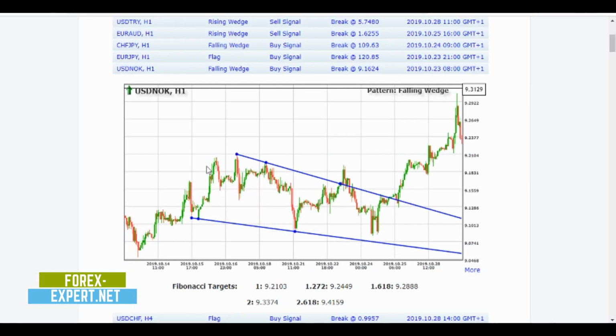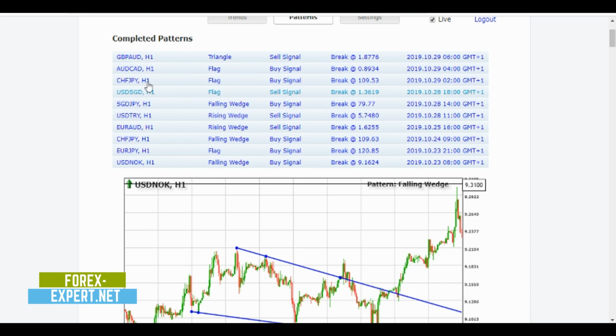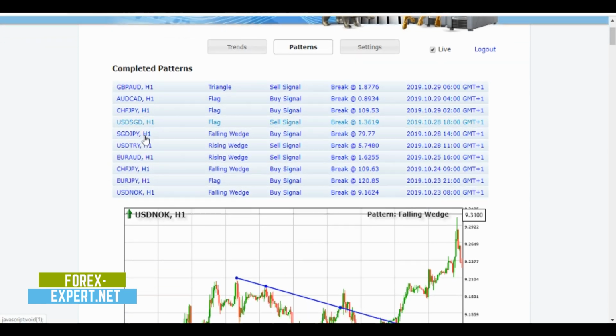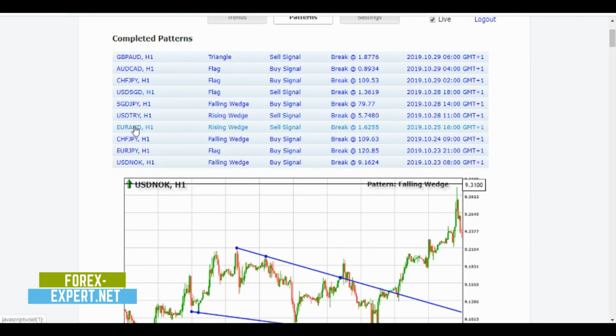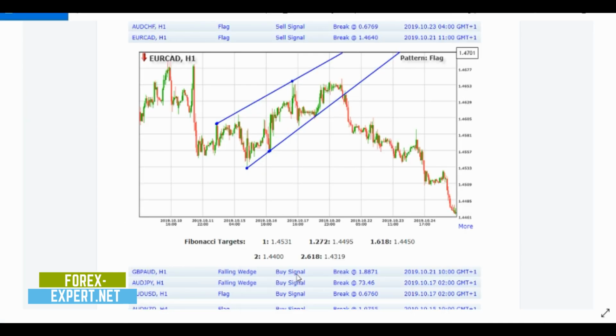This is very important, I want to tell you these things, because you will not win all the trades. Not all the signals are profitable, and this is why you should use a stop loss. Let's jump to two other trades. I'm not finding them in the completed pattern section because they are always updating their patterns, but I saved a few screenshots.